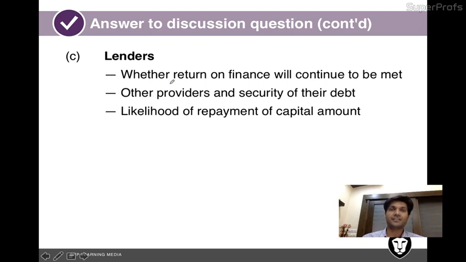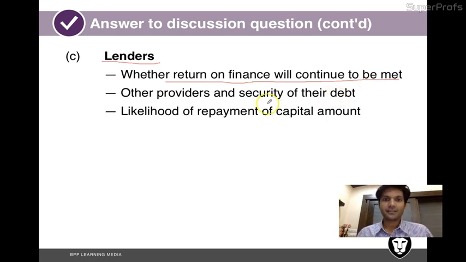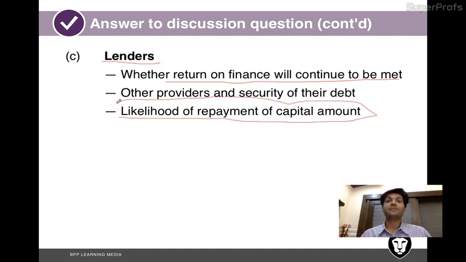Next one is lenders. Who are lenders? They're basically those people who lend money to the company. So obviously they want to find out whether or not the company will be able to provide them a return on finance. That means, will the company be able to pay the interest? And they also want to find out whether the company would be able to repay the principal. So both interest and principal. How much is the chance that the company will be able to repay both?